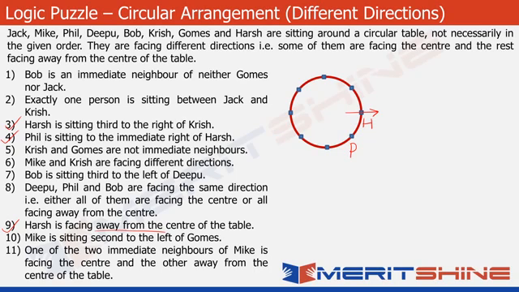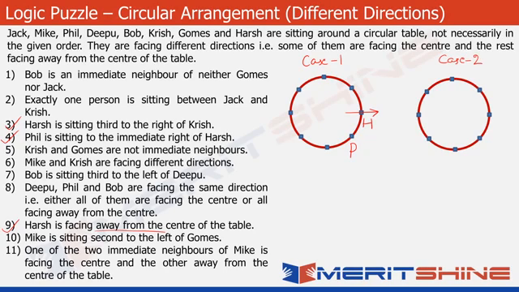Now the important part to note here would be that the direction of Harsh is given with respect to the direction of Krish and not the other way around. And since we do not know in what direction Krish is facing, we'll have to make 2 cases here. So let's do that first. Let's call this case 1 and this one case 2.